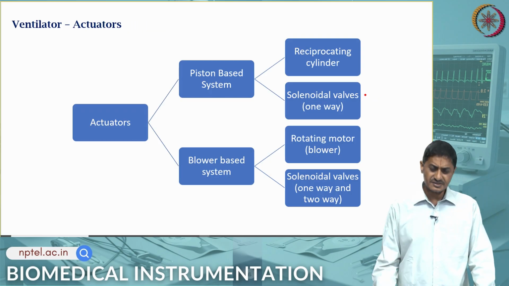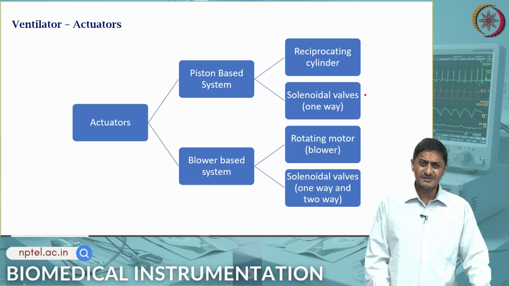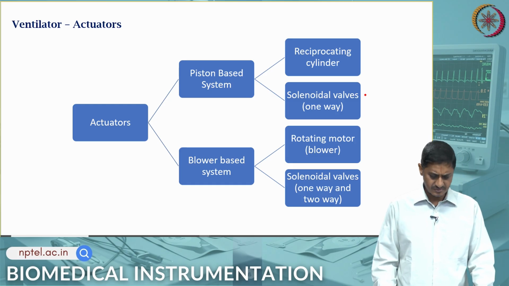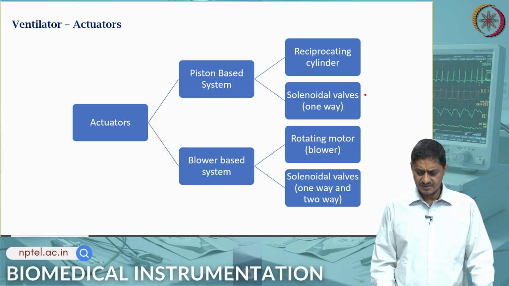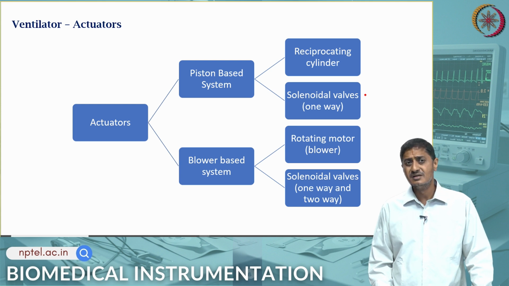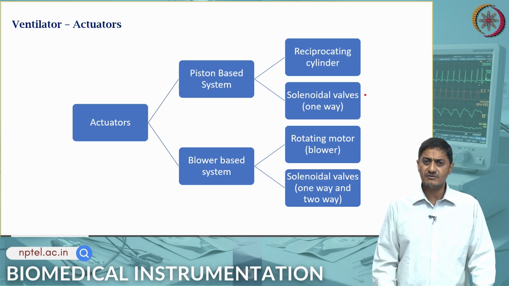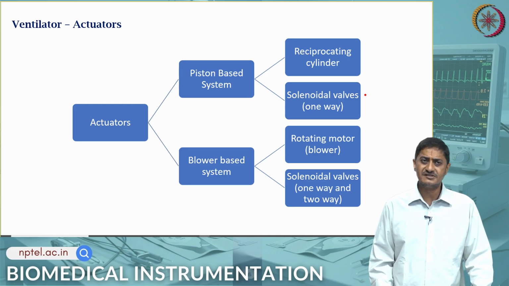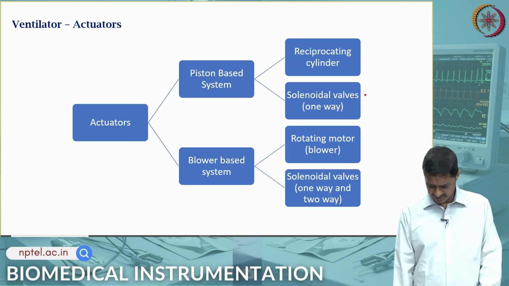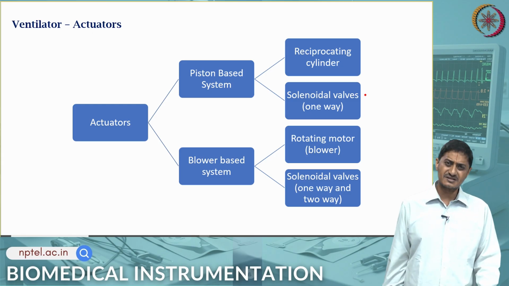Among actuators, there are two types. One is a piston based system, the other is a blower based system. The piston based system can be divided into two types, a reciprocating cylinder type or the solenoid type. The other one is a blower based system, which is a rotating motor based system. Solenoid valves, one-way and two-way valves, are quite often used. These are the various types.